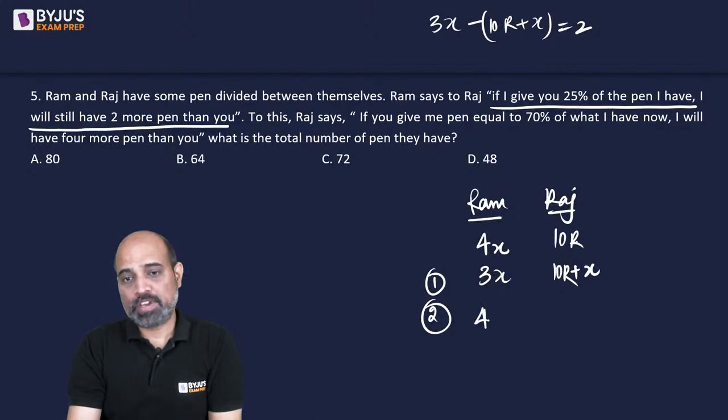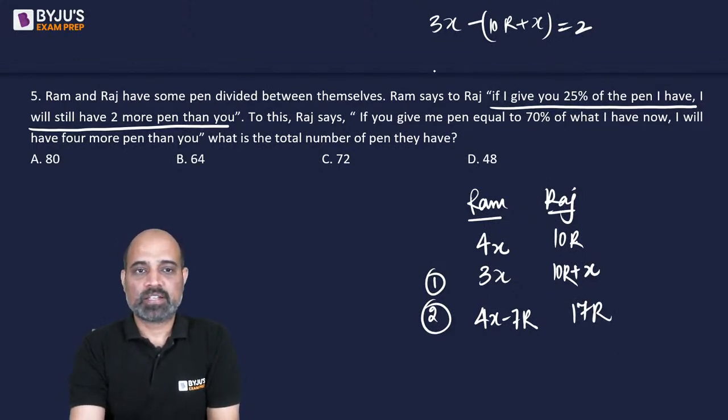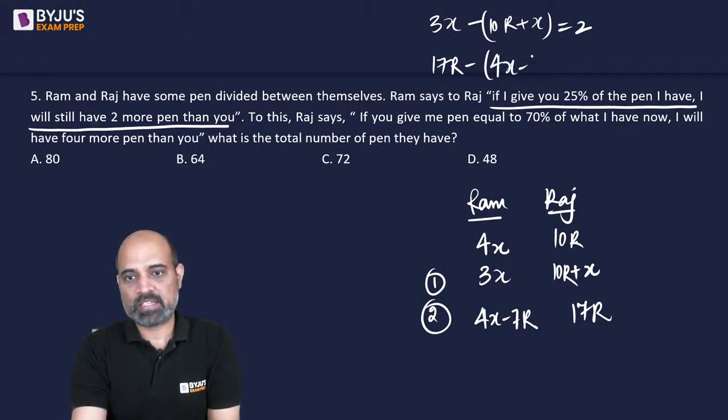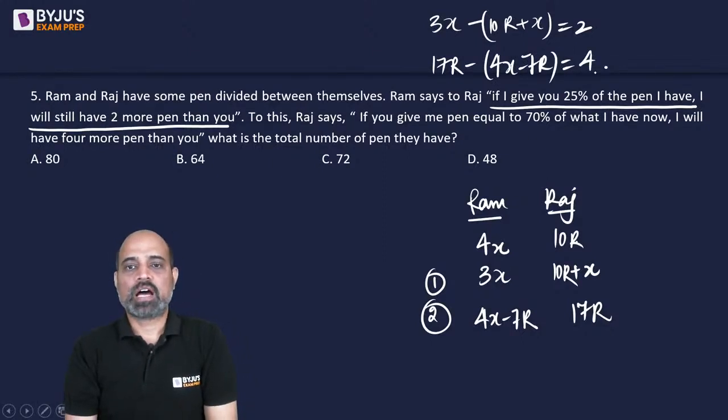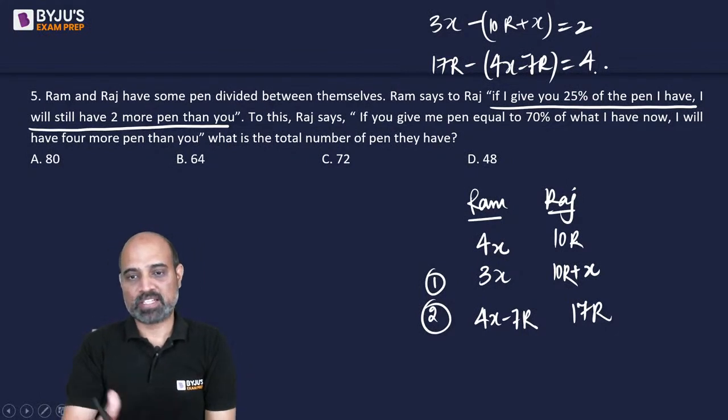So Ram, if he gives 7R to Raj, Raj will have 10R plus 7R, that is 17R now. And the relation between these two is that 17R minus (4x minus 7R) should be equal to 4. अब हमें इसमें से 4x plus 10R find करना है. In other words, I have to find out the value of x and r both. ठीक है? Since the question, the options are not about how many pens Ram or Raj has. So obviously it's a breakup, right?